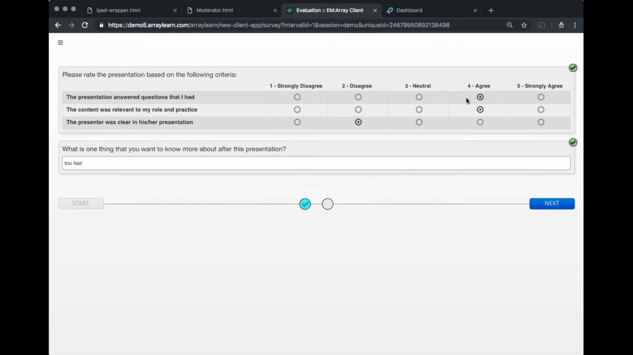So if we say, the presentation answered questions that I had, I agree, the content was relevant to my role, I strongly agree maybe, the presenter was clear in his or her presentation. You know what? No. Actually, they were too fast or spent too much time on the slides. By doing it this way, they're done.